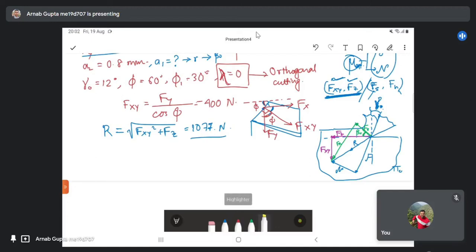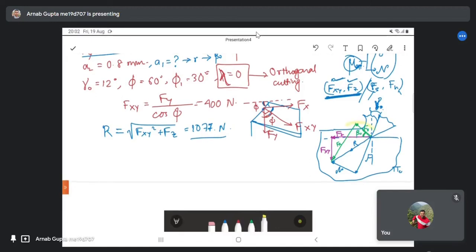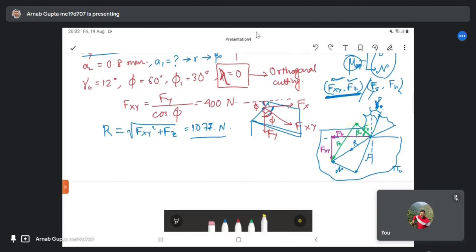I'm not drawing the circle, but this will be your Merchant circle. We also know that this particular angle is eta, or the friction angle. This is also gamma naught.